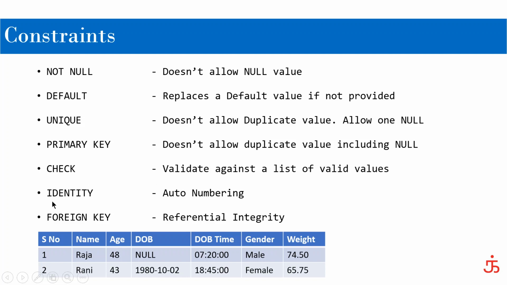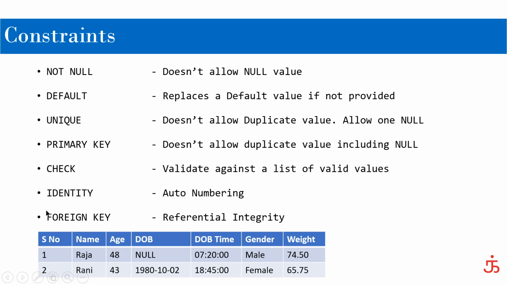And then we have something called identity. Identity is more of an auto numbering. It is going to automatically insert the value; we don't need to specify it. For example, if I insert a third record, and the existing values are 1 and 2, then the system will automatically insert the number 3 for this particular field. That is what identity is. If we define a field as an identity, SQL will automatically generate the number.